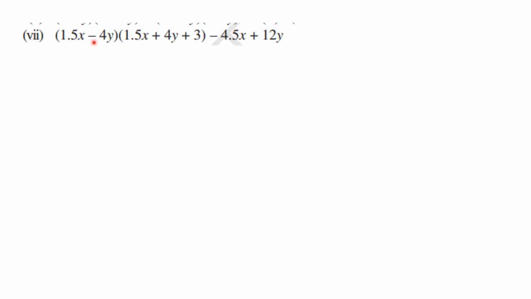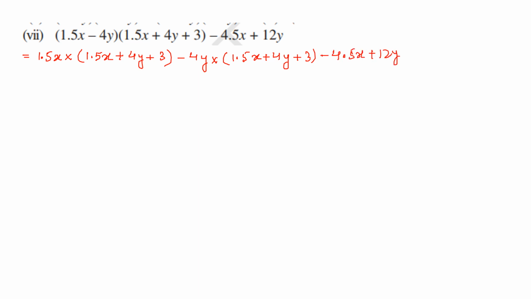Okay, so here first you can see you have to multiply a binomial with a trinomial and then minus 4.5x plus 12y you have to do. So let's start with multiplying the binomial with the trinomial. First, 1.5x you have to multiply with the trinomial, which is 1.5x plus 4y plus 3, and then the second term of the first binomial, which is minus 4y, you have to multiply with the trinomial 1.5x plus 4y plus 3, and then minus 4.5x plus 12y, which is given in the question.